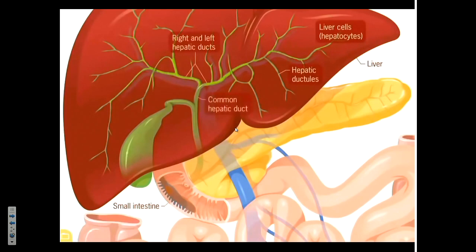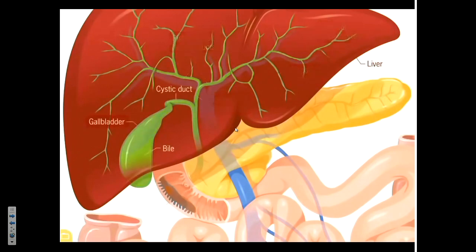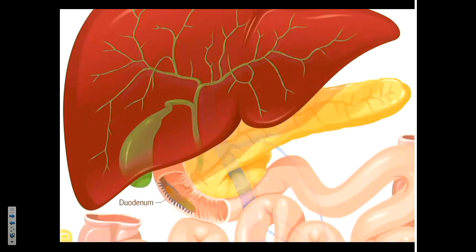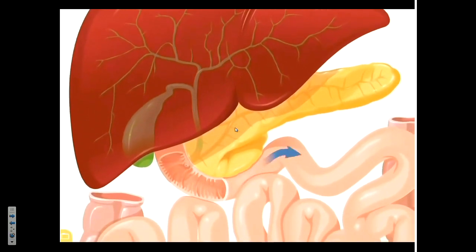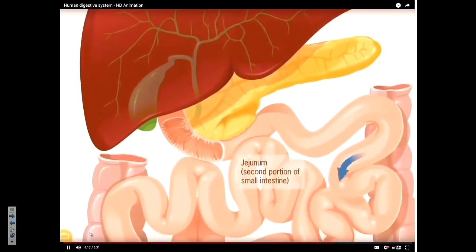Bile then flows into the common hepatic duct and cystic duct, where it enters the gallbladder to be concentrated and stored. During digestion, the gallbladder contracts and pushes the bile through the cystic duct and common bile duct, where they join the pancreatic duct at the hepatopancreatic ampulla. The bile then empties into the duodenum through the major papilla. The bile mixes with the chyme and helps to digest fat. The chyme continues to mix with the digestive enzymes as it moves through the duodenum and into the jejunum, the second portion of the small intestine.